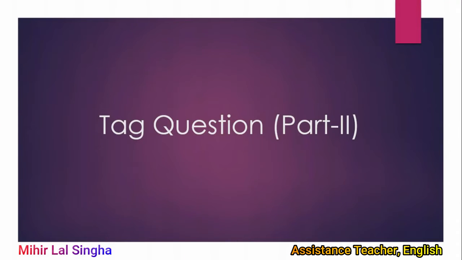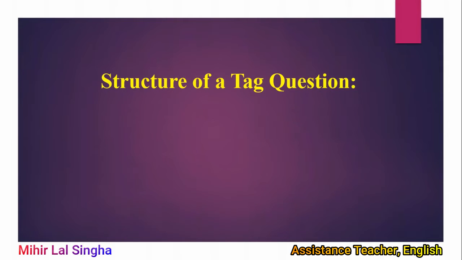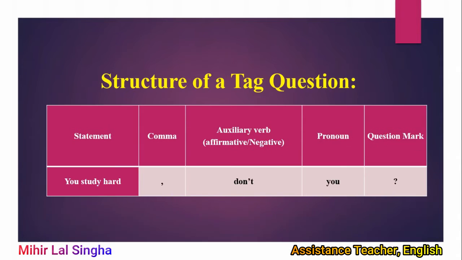Before starting Tag Question Part 2, I would like to have a quick look at our previous class. In our previous class, we talked about the structure of a tag question. That is, the statement and the comma are given in the question paper. We have to fill in the auxiliary verb, the pronoun, and finally the question mark.